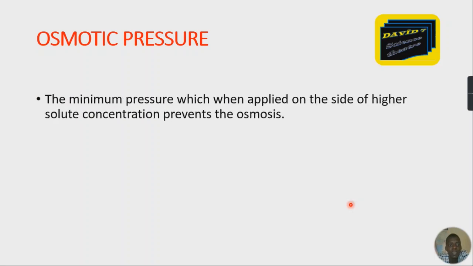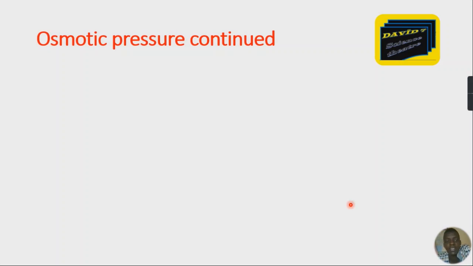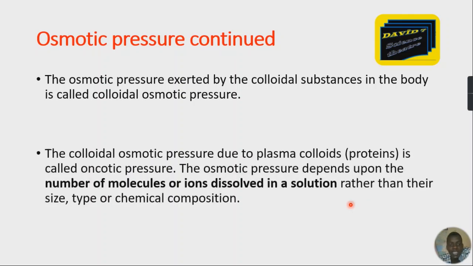So what is osmotic pressure? This is just the minimum pressure which, when applied on the side of higher solute concentration, will prevent osmosis. And if I refer to body fluids, it is the pressure exerted by solutes dissolved in water or other solvents. Okay, that pressure exerted by solutes dissolved in water or other solvents. And osmotic pressure exerted by the colloidal substances in the body, that one we shall call colloidal osmotic pressure. And the colloidal osmotic pressure due to plasma colloids, call them proteins, is what we call oncotic pressure.